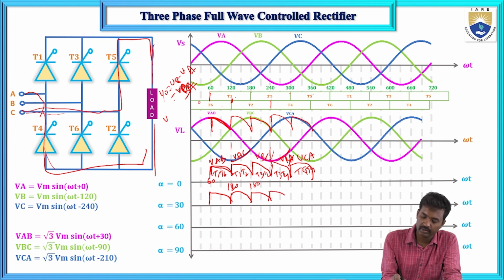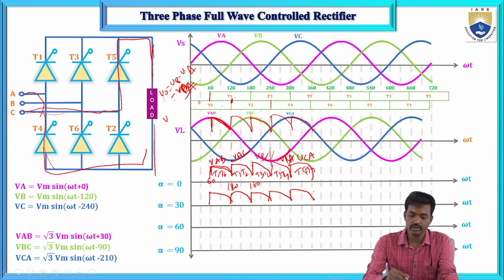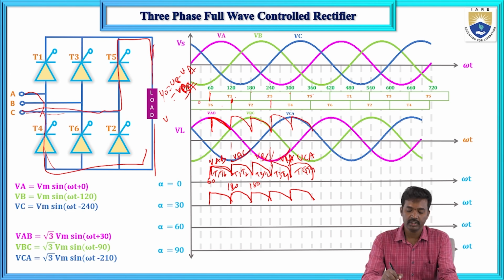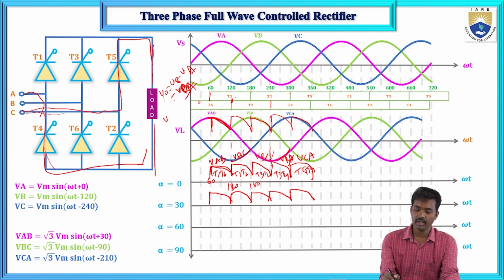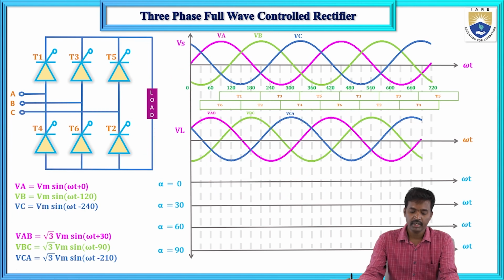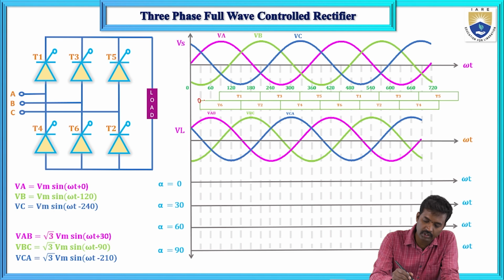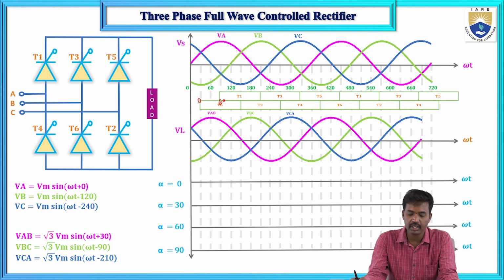Like this. This is alpha equals 30. So these are the thyristors' conduction time durations: VAB, VAC, VBC, VBA and VAC. This is the case for 0 degrees, and next this is the case for 30 degrees. Next, for 60 degrees duration, alpha equals 60. So this is 0, and at 60 degrees they are conducting.